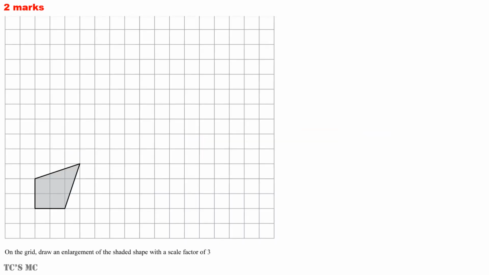On the grid, draw an enlargement of the shaded shape with a scale factor 3. That means each length needs to be multiplied by 3. So if we look at the base is 2 squares. So we need to do 2 multiplied by 3, which is 6. So for our enlargement, it needs to be 6 squares long. And that is 6. Now, if we focus on the vertical, that is also 2.